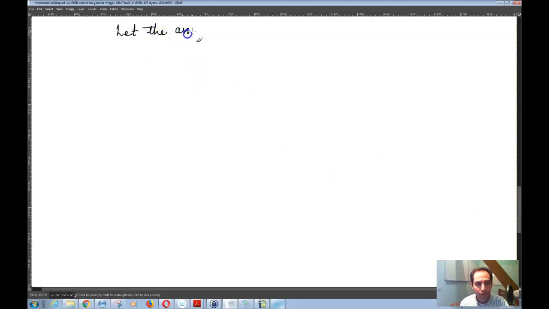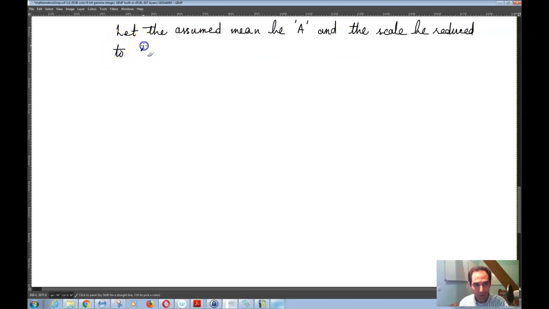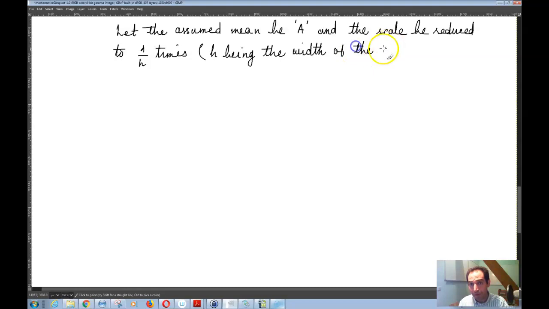Let the assumed mean be capital A, and the scale be reduced to 1 by h times, h being the width of the class intervals.